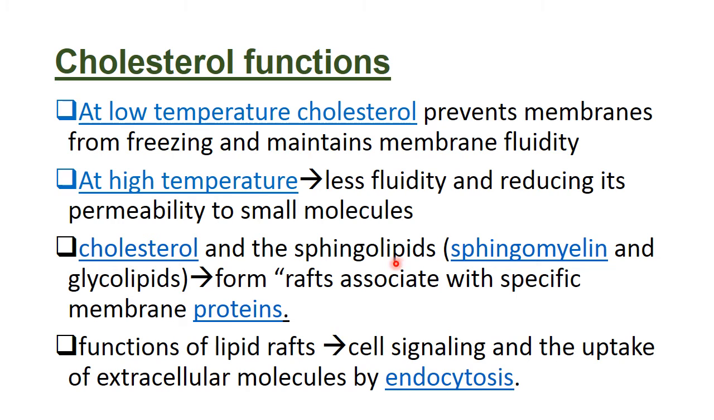At high temperature, cholesterol makes the membrane less fluid, reducing its permeability to small molecules. Cholesterol and the sphingolipids: sphingolipids are composed of sphingomyelin and glycolipids. They form the lipid rafts, which are associated with specific membrane proteins. Functions of lipid rafts: they mainly function in cell signaling and the uptake of extracellular molecules by endocytosis. Endocytosis is when the cell engulfs external material.